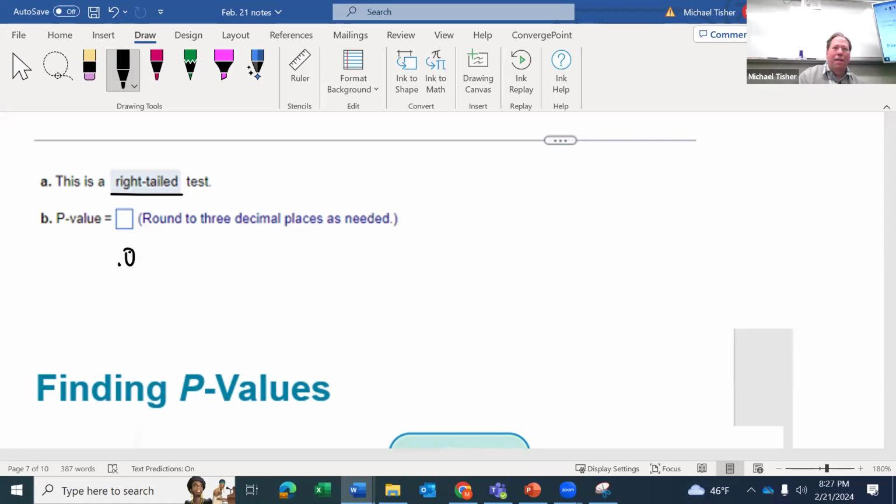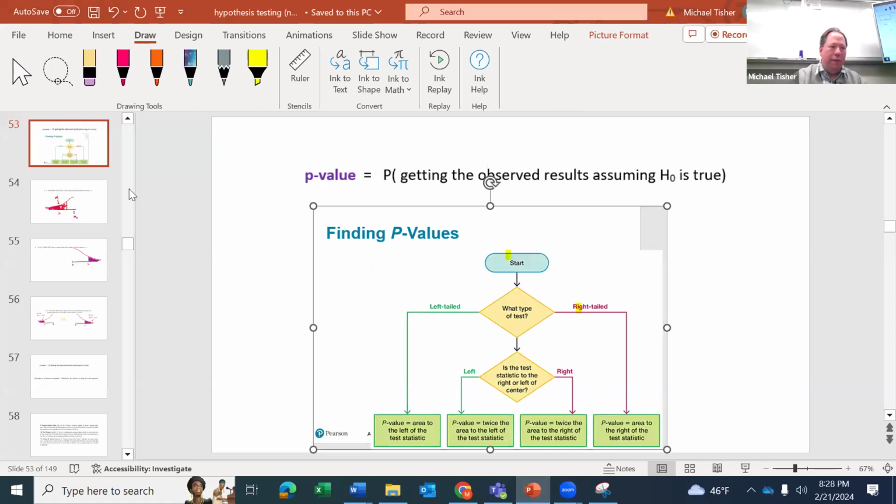0.031, yes. Okay, all right, so that's it for that. Okay, we'll do another example like that. You ready for another example? And again, it's based on that flow chart. It's a flow chart on slide 53. Okay, very helpful flow chart.